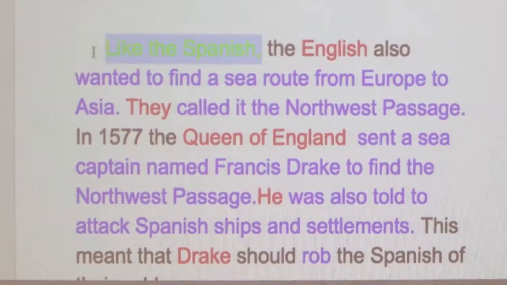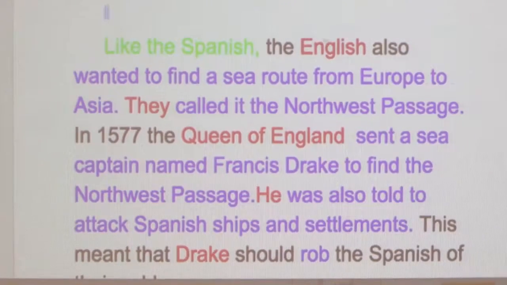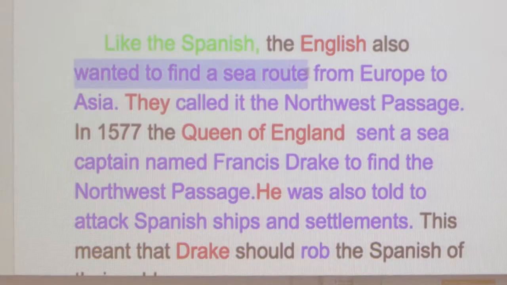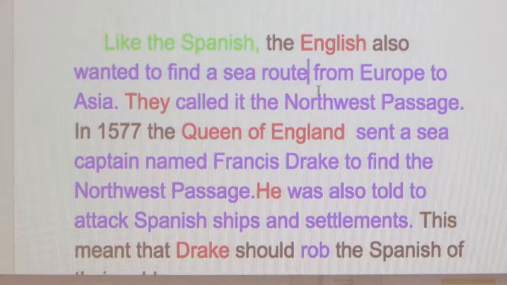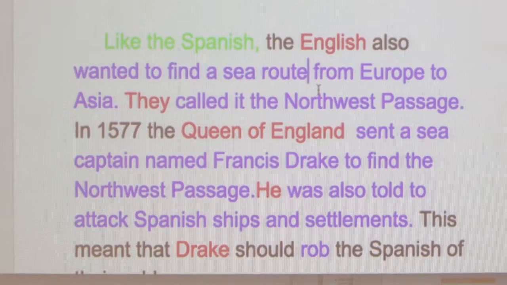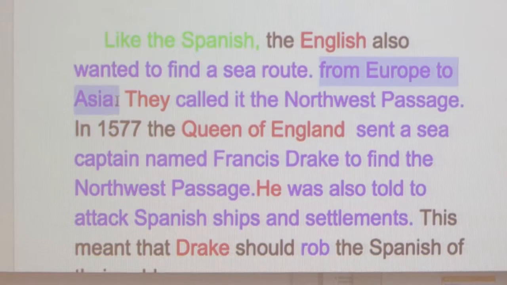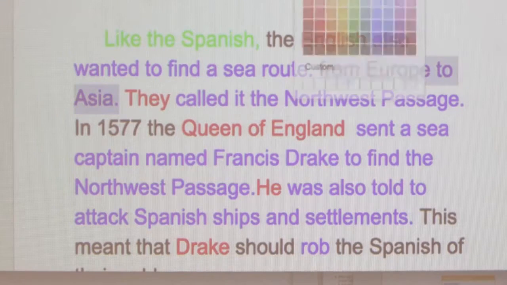So right off the bat, you have that clause, so that's good. In this case, you have the English wanted to find a sea route, okay? You could have probably stopped it right there, right? Because that's where the sentence is going to be, all right? So I'm just going to change that back to black text, okay?